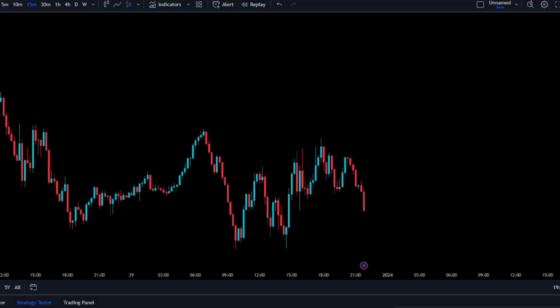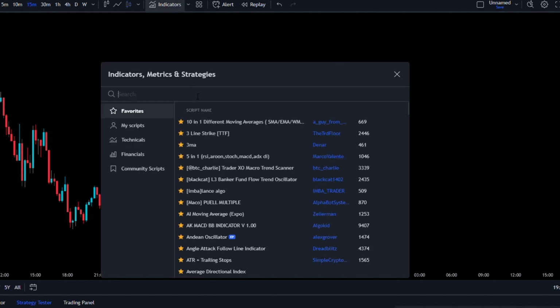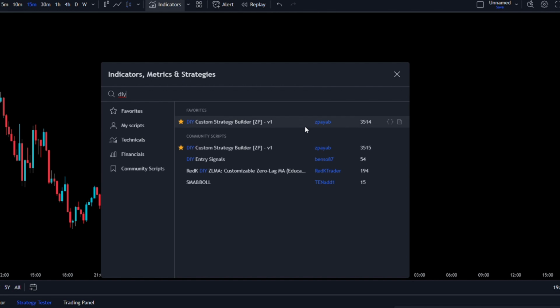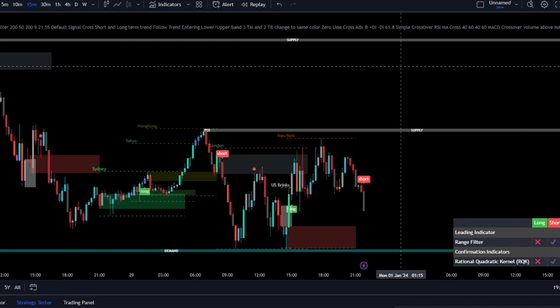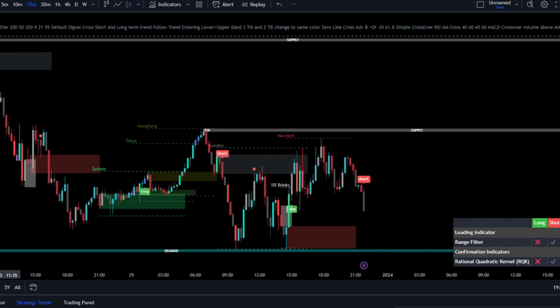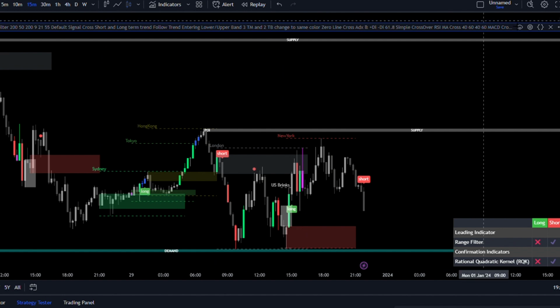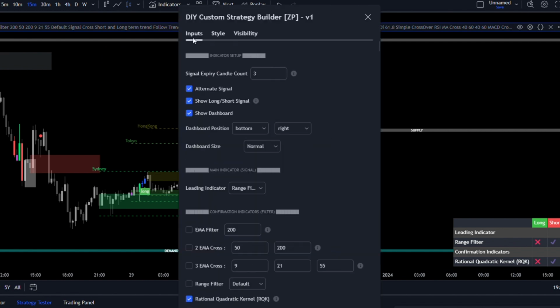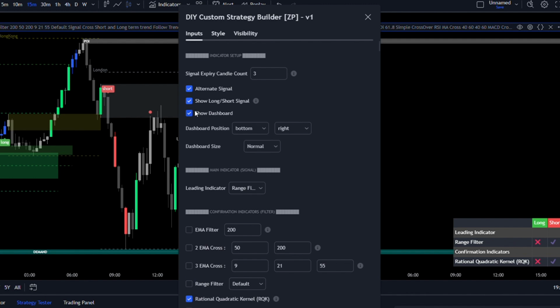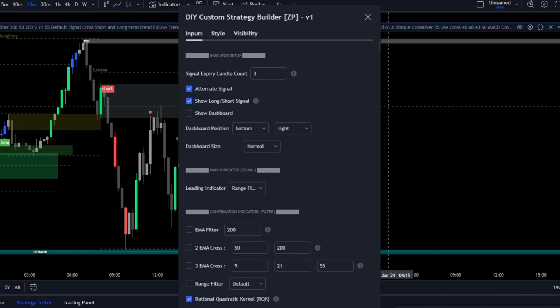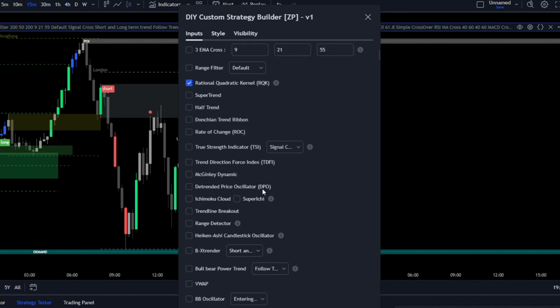For this strategy, we're only going to need one indicator, so let's go ahead and add it to the chart. For this, we're going to need the DIY custom strategy builder. Once it's loaded, it's going to look like this, so we need to access its settings to make some adjustments. Head on over to inputs, scroll down and uncheck show dashboards, and in the main indicator section, make sure that the leading indicator is set to range filter. Then we need to scroll down to the range filter section to make some adjustments.